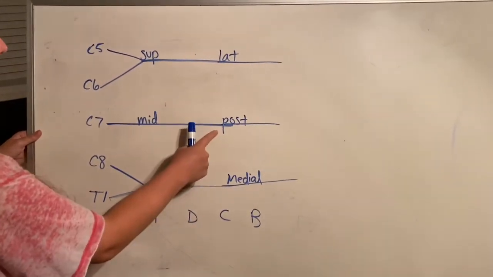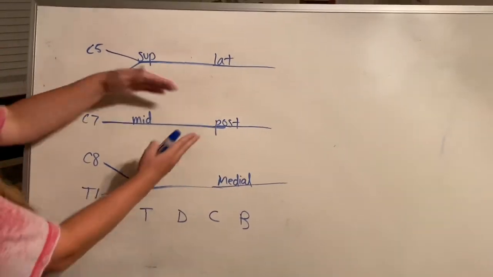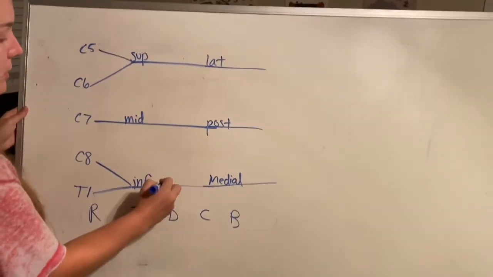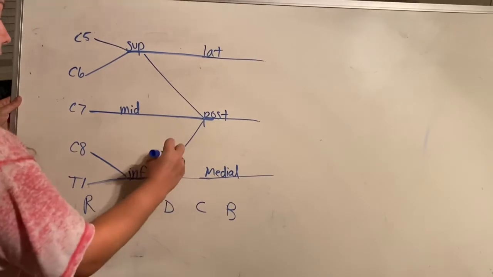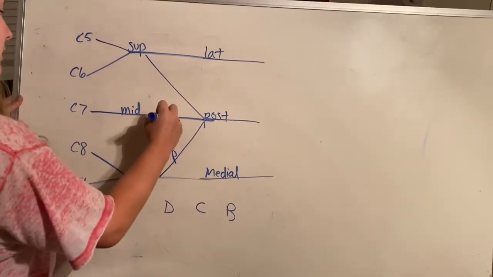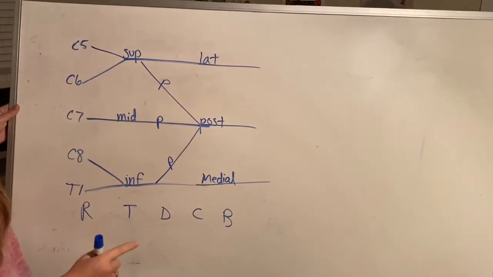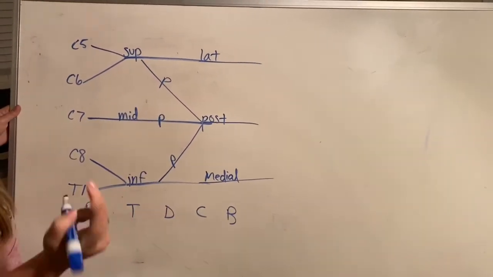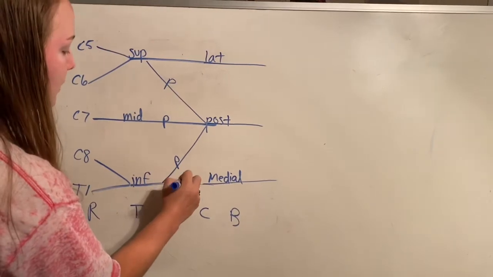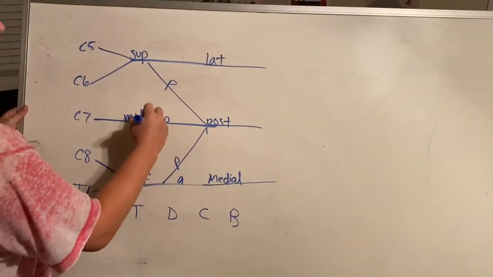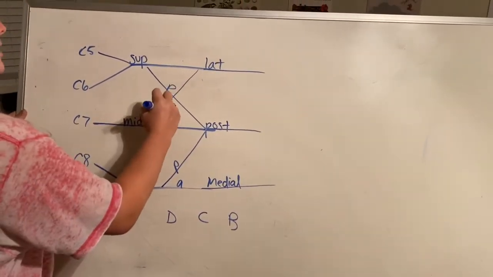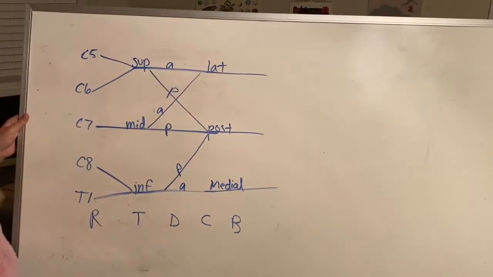But this posterior chord right here, our posterior divisions, all three of them are going to go towards our posterior chord. So here is our posterior division of the inferior, here's the posterior of the middle, and here's the posterior of the superior. And so then the only thing that's left would be our anterior division. So those are really easy. We just got to fill those in. This guy has a posterior but not an anterior, so we draw that in. And then this one, same thing, that was left over.